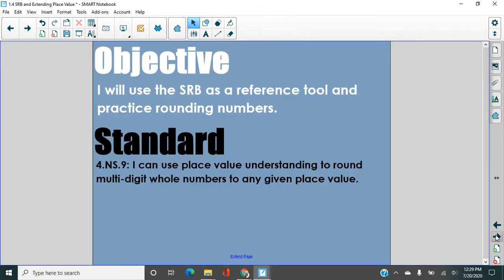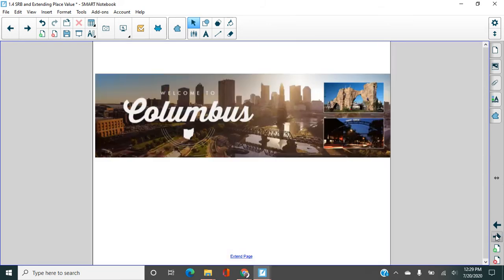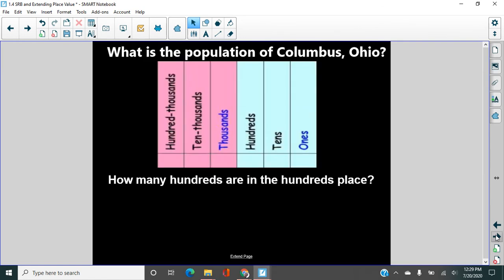Now, our goal here, right, is using the SRB as a reference tool and practicing rounding numbers. On this page, page 282 in the SRB, you'll find a map here, right? And this map has major city populations. Populations is the number of people who live there. So as we look at the different cities in this graph, we can put their populations in our place value chart.